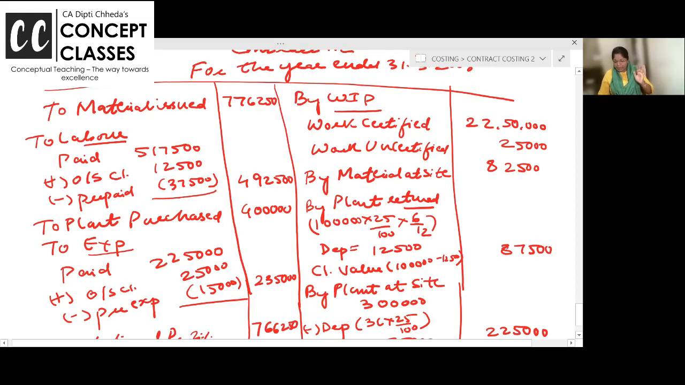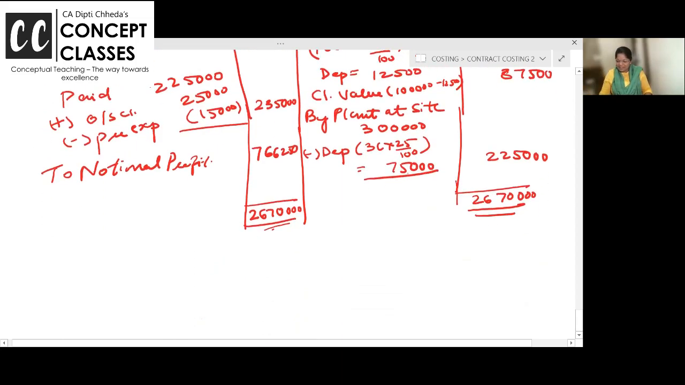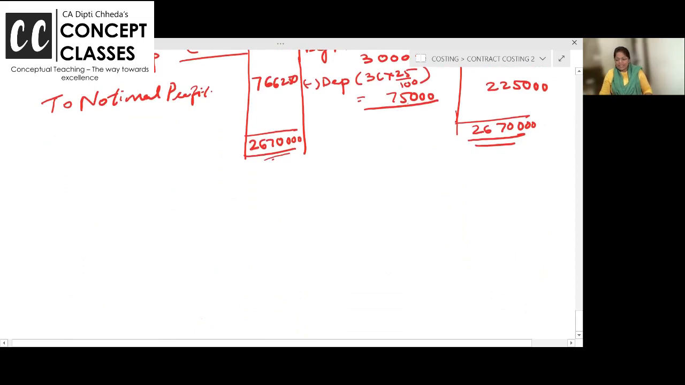Material issued, labor, plant. You know, some problems, if they are giving depreciation, I have just written depreciation. You can write 12,500 and 75,000 only as depreciation. I have written opening on the debit side and closing on the credit side. All clear to all of you? This is one part of the question.